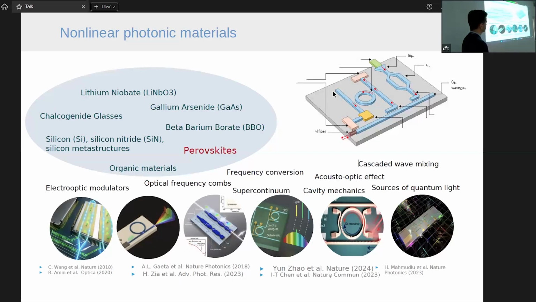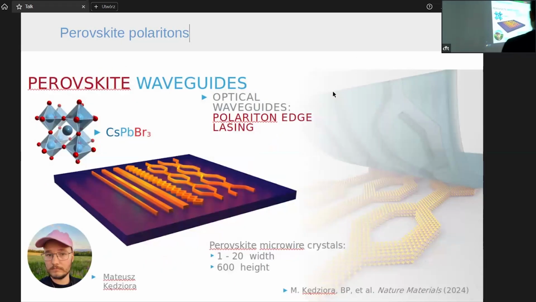What you can see here is that we have very many materials where you can actually observe nonlinear effects and use them to construct integrated circuits, waveguides, ring resonators, and many other things that can be used, for example, for modulators, for supercontinuum generation, sources of quantum light. So there are very many applications of these nonlinear processes, and if we can integrate them, maybe we can make a practical device. Recently these perovskites appeared, and they are interesting because of the interaction of light with them.